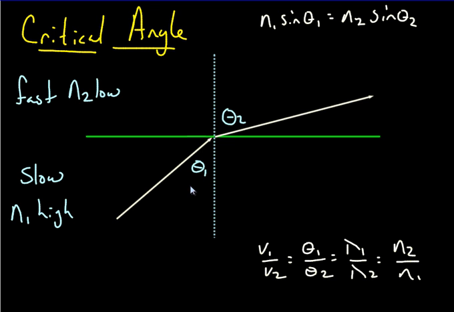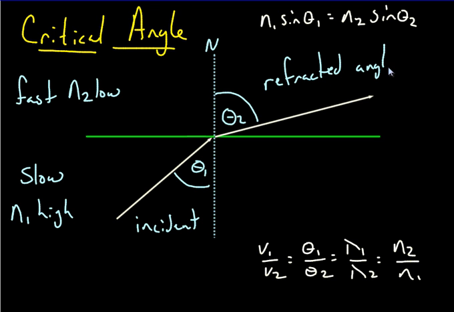Okay, so this is our angle of incidence, and this is our angle of refraction. Of course, always measured from the normal. Oftentimes people forget that it's measured from the normal. You got to remember that. This is our incident angle, and this is our refracted angle.